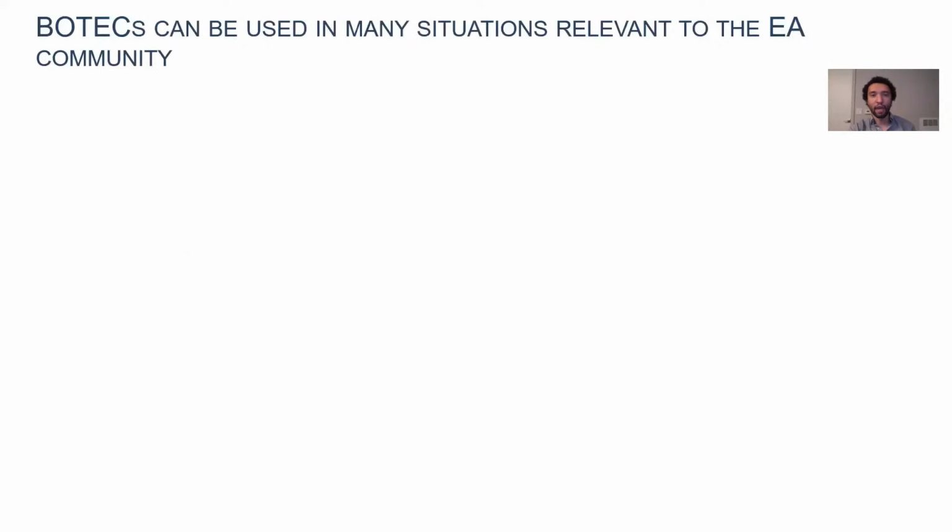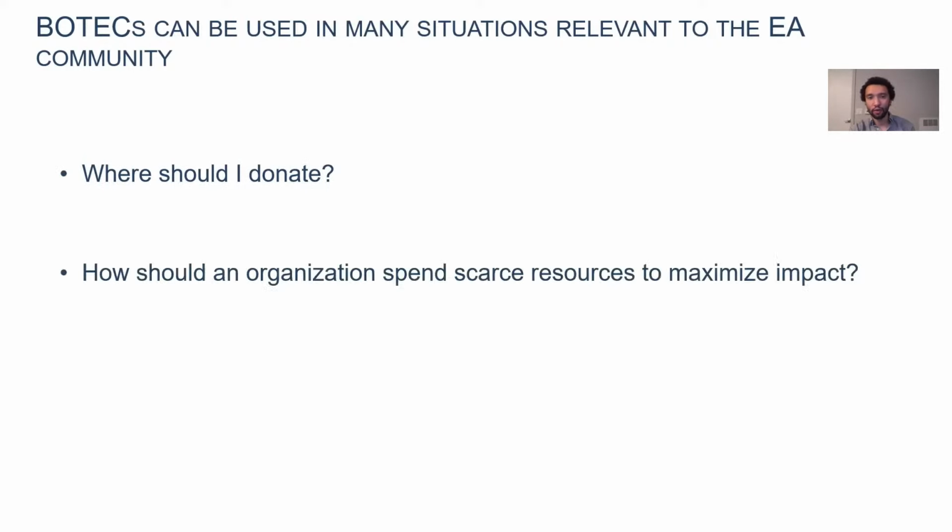Developing BOTEC skills can be helpful in a variety of situations that are valuable to the EA community. Examples include, where should I donate? For example, should I donate my money to a presidential campaign, or should I donate to my favorite charity? How should an organization allocate its resources? Should a nonprofit hire a fundraiser, or should they spend the money to fund interventions? How should we prioritize new potential cause areas? For example, addressing COVID compared to existing causes.